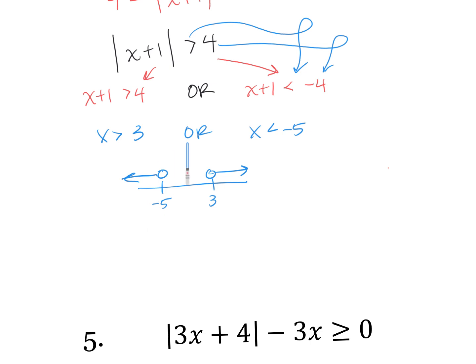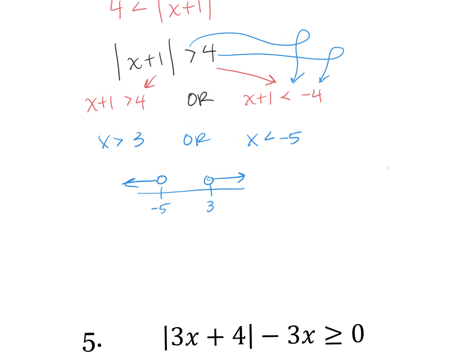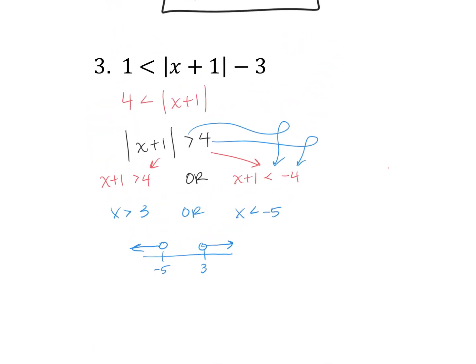Okay, so you guys agree -6 is less than -5. It fits one of those requirements. It's not greater than 3, but it didn't have to work with both of them. Let's check it. What is -6 plus 1? -5. What is the absolute value of -5? 5. What's 5 minus 3? 2. Is 2 greater than 1? Yes.